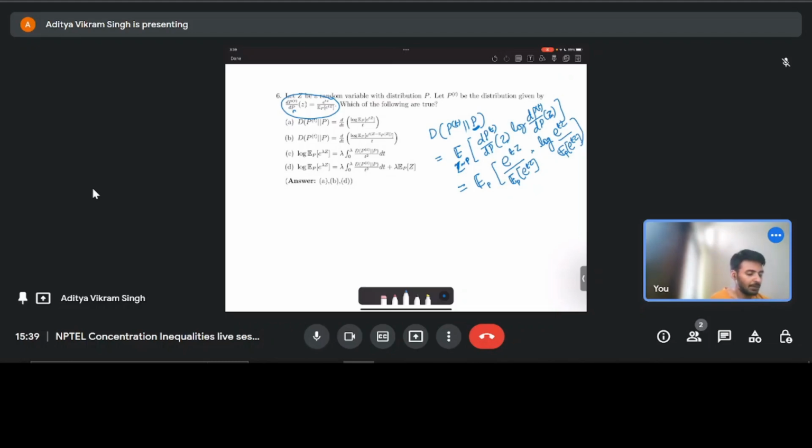All right, so this is what the KL divergence is, but let's see what's on the right hand side. So it's d/dt of log E_P[e^(tZ)] by t. Okay, so let's differentiate it with respect to t, and we'll take the derivative inside expectation.